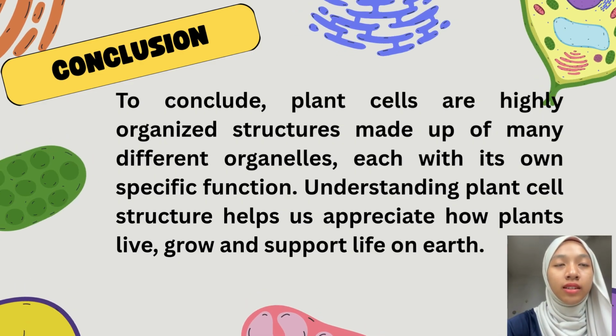To conclude, plant cells are highly organized structures made up of many different organelles, each with its own specific functions. The cell wall, chloroplast, and central vacuole make plant cells unique and support the plant's survival. Other organelles like the nucleus, mitochondria, ER, and Golgi apparatus work together to carry out essential life processes. Understanding plant cell structure helps us appreciate how plants grow and support life on Earth.